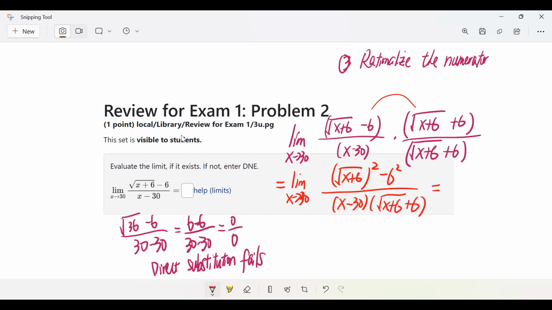Now you just simplify the numerator, and we're going to get x plus 6 minus 36, and the denominator stays as is. So it's x minus 30 over radical x plus 6 plus 6. Now this numerator becomes x minus 30, so we're going to cancel both top and bottom.